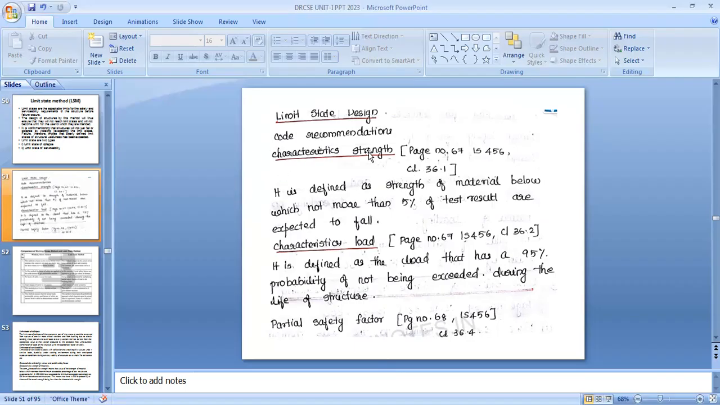What are characteristic strength and characteristic load? Characteristic strength is defined as the strength of the material below which not more than 5% of the test results are expected to fall. Characteristic load means the load that has a 95% probability of not being exceeded in the life of the structure. So it withstands the load. Then the partial safety factor: the value and the formula are given in clause 36.4.